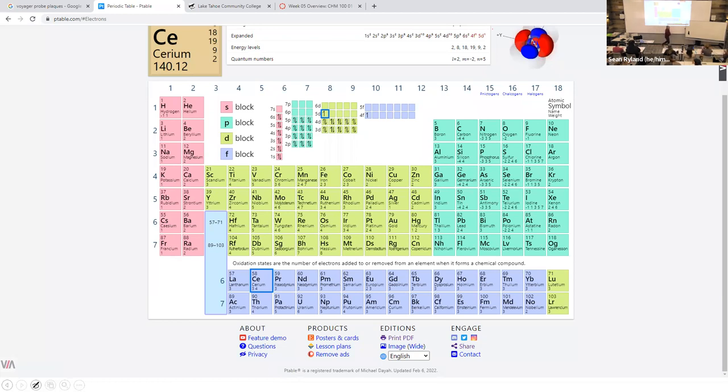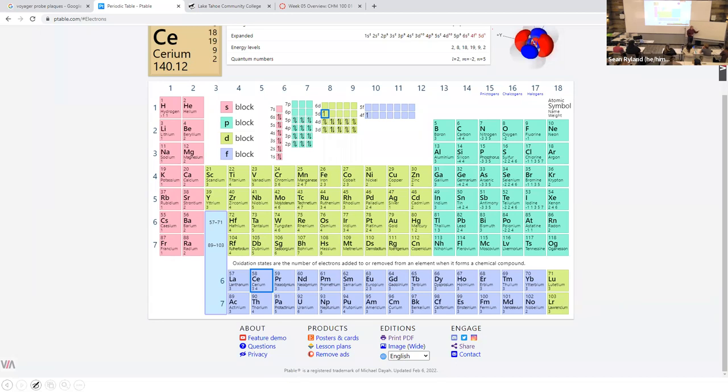For instance, the electron configuration for copper is 1s2, 2s2, 2p6, 3s2, 3p6, which we can abbreviate as just putting a noble gas in brackets. When you put a noble gas in brackets in an electron configuration, that means everything looks normal up until argon, and then you can build from there. So that saves you some writing.